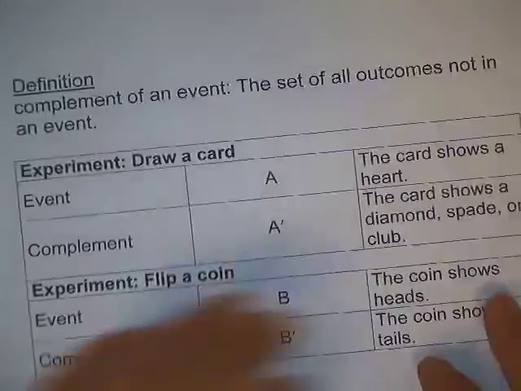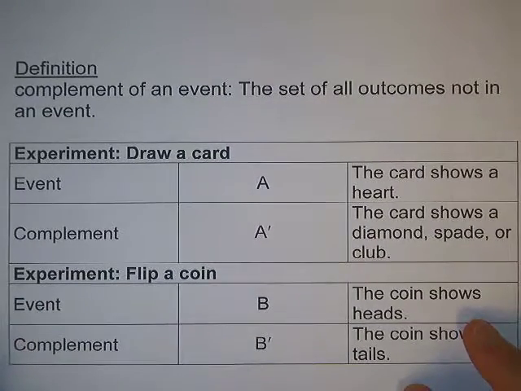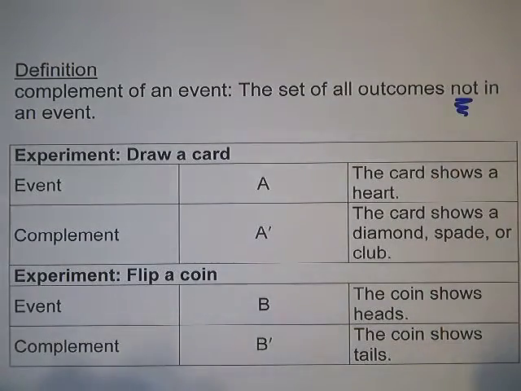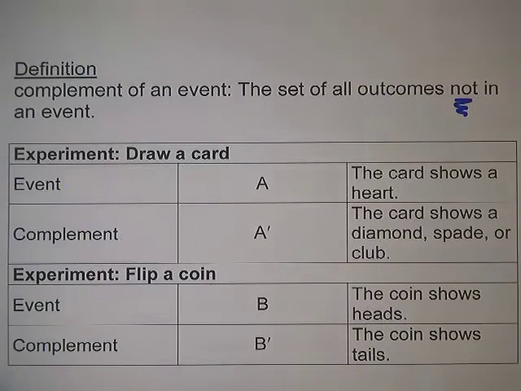Hi, this tutorial covers the complement of an event. Alright, let's start with the definition. The complement of an event is the set of all outcomes not in an event. So if we have an event, the complement contains all the outcomes that weren't in that event.